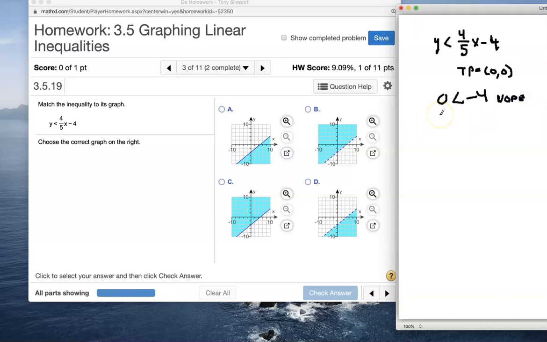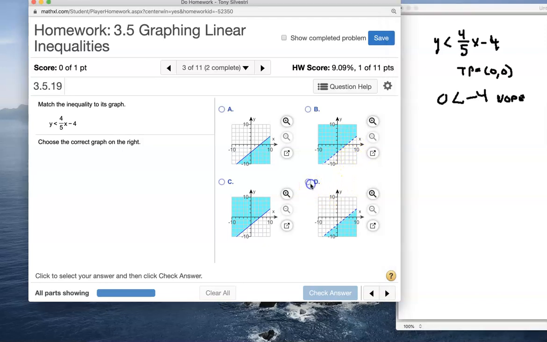So what does that mean? The region that includes that test point, those points in that region don't satisfy this inequality. And if they don't satisfy the inequality in that region, it must be true that the opposite region must satisfy. So I'm going to go ahead and pick D for that answer.